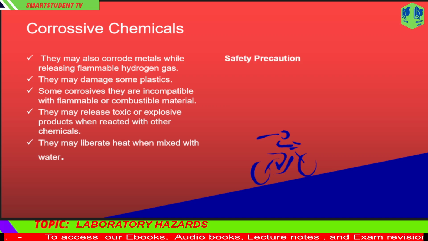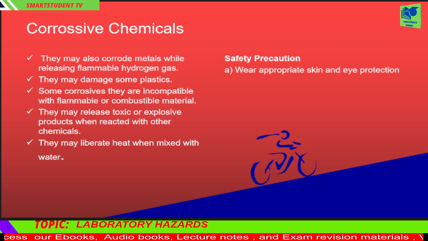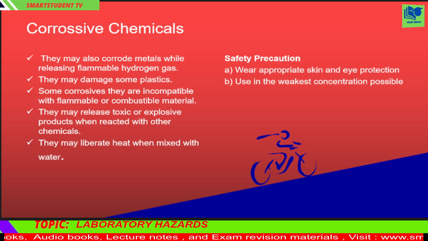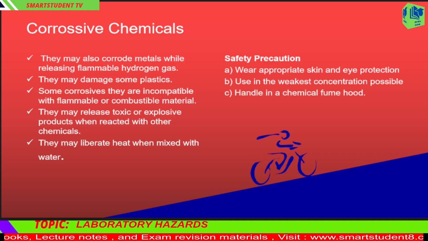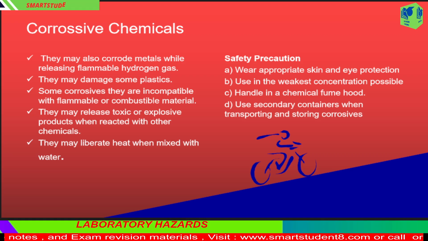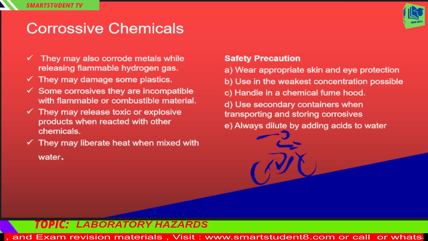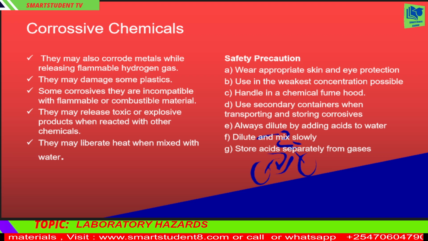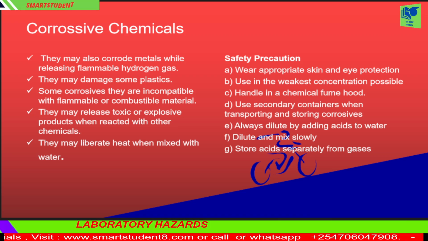Precautions for handling corrosive materials. A. Wear appropriate skin and eye protection. B. Use in the weakest concentration possible. C. Handle in a chemical fume hood. D. Use secondary containers when transporting and storing corrosives. E. Always dilute by adding acids to water. F. Dilute and mix slowly. G. Store acids separately from gases.